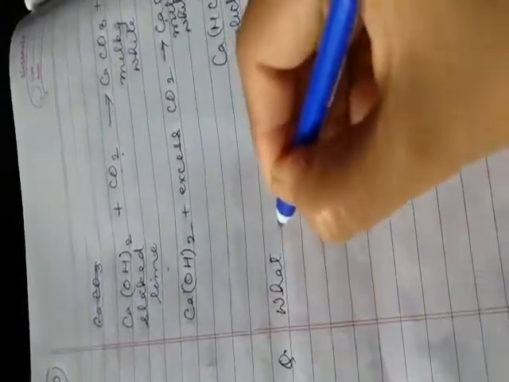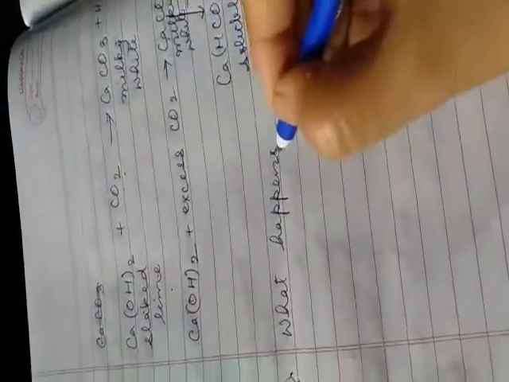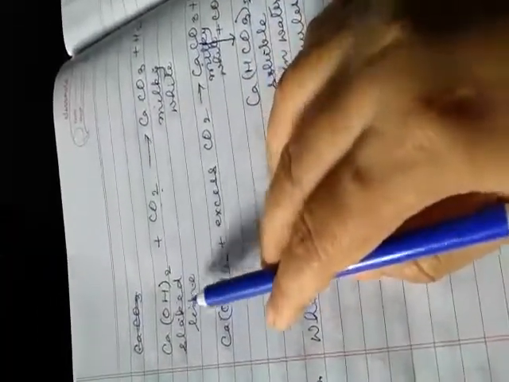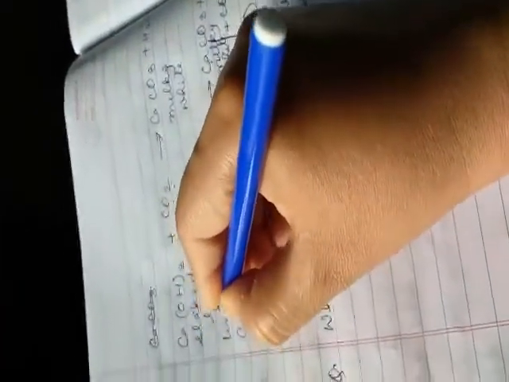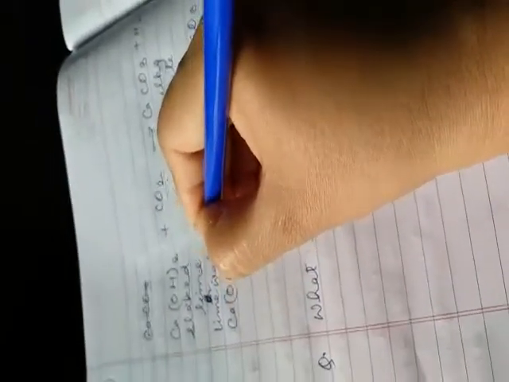Then our next question is, what happens when carbon dioxide is passed through lime water, and what happens with excess? I am going to give you the questions in your homework, and you must do these two questions, which are very important for this chapter.